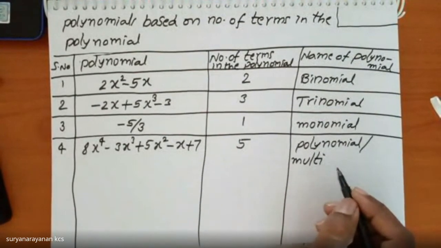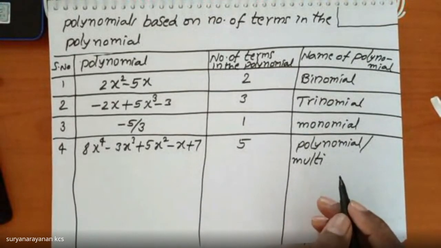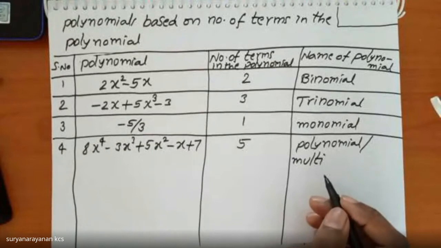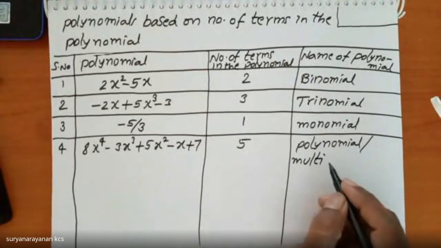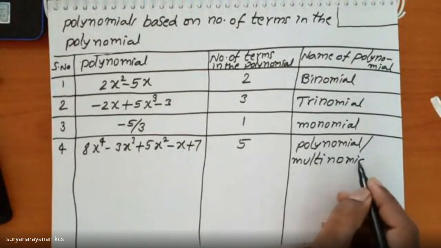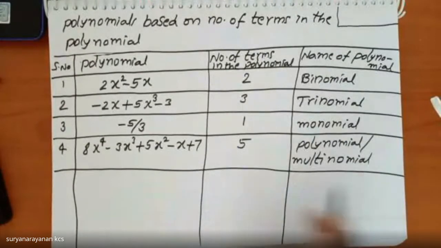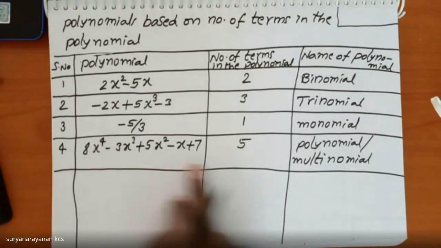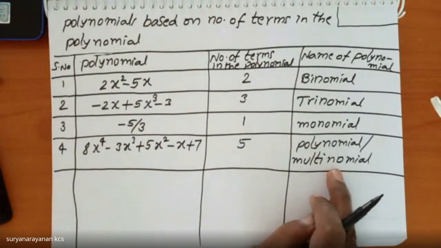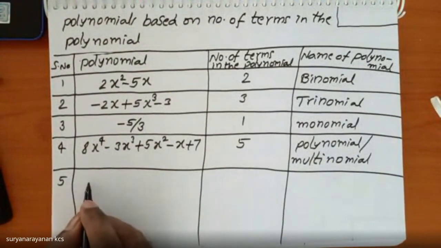Multiple choice. What is meant by multiple choice? You have four choices, yes or no? More than three choices. It is the multiple. So multinomial. Whatever polynomial is given with more than three terms, if you want to say the name of the polynomial based on the number of terms, we call it multinomial. Please remember this point. Okay.